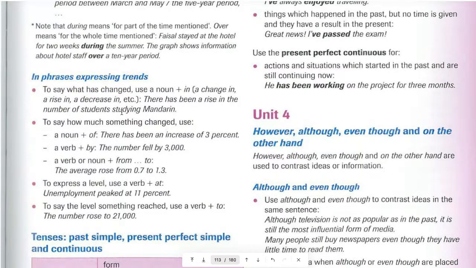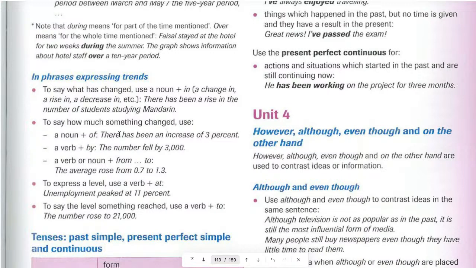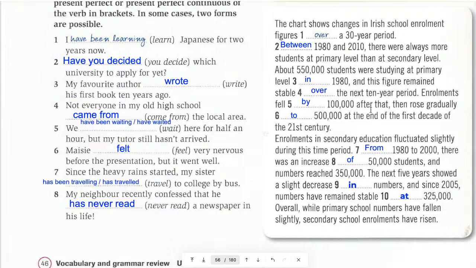And from the first one, to say what has changed, we use a noun plus in. So a rise in, a decrease in, and number 9 we have a slight decrease in numbers. You see that? Next one, we also can use a verb plus by, like the number fell by 3,000, to say how much something changed, right? A noun plus of, but a verb plus by. Where can we see that in exercise 3? Number 5, right? Fell by 100,000. So the verb here is fell, and we use it with by to say how much has changed.